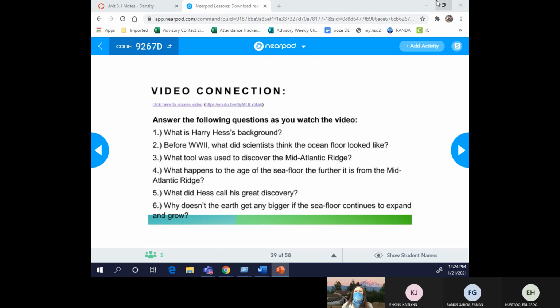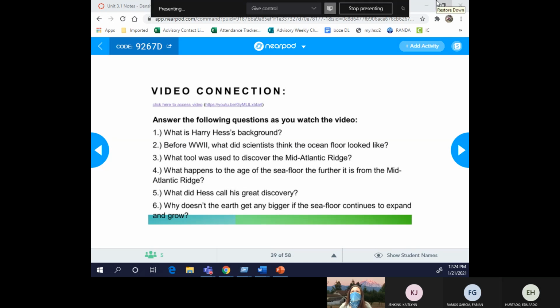Yeah, he was a geologist. Very nice. He was also a Navy reservist, which is why he was on those submarines or ships, getting to get information about the ocean.